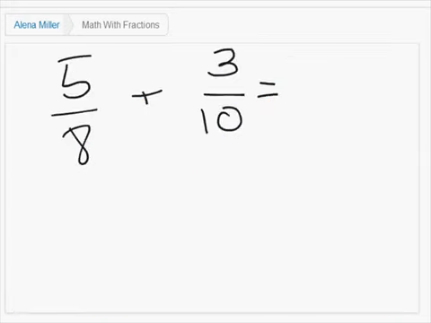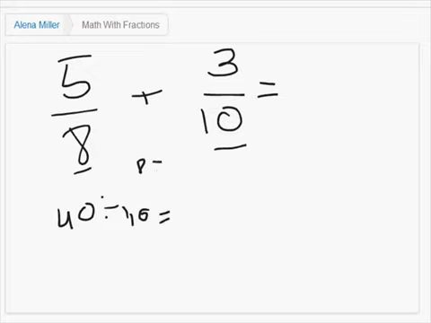Now we can solve the problem. We know that 40 is the number we can use for both 8 and 10. Because 8 goes into 40 5 times, and 10 goes into 40 4 times.